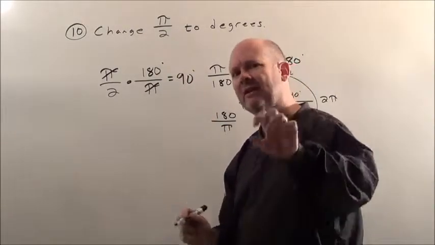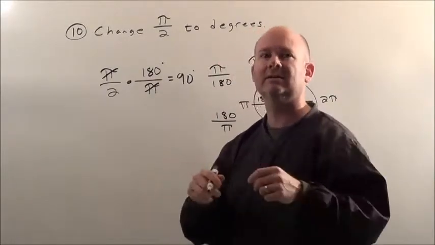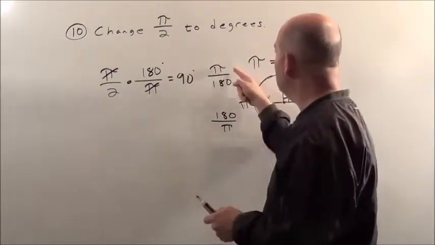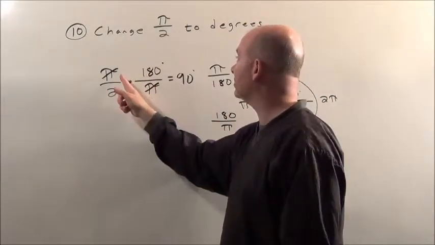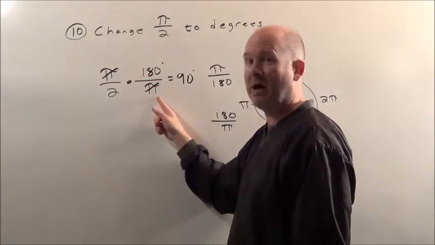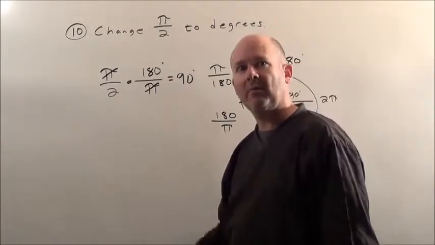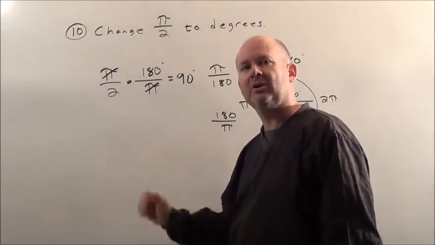It's 90 degrees. Every single time you're trying to change radians to degrees or degrees to radians, you're multiplying by one of these two guys. It's very easy to figure out. If you're trying to get to degrees and you've got to get rid of pi, it's got to go on the bottom. Vice versa, like on problem 1, if you go back and look at that one. There you go with problem 10.